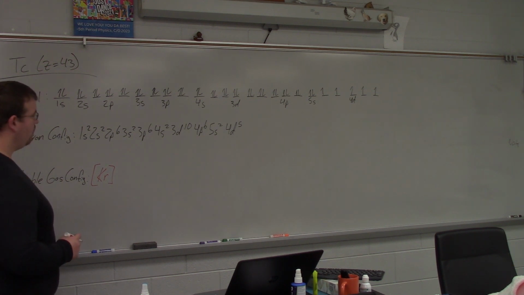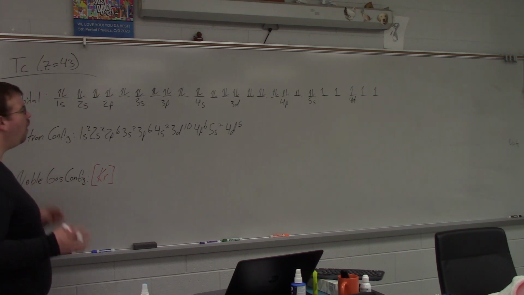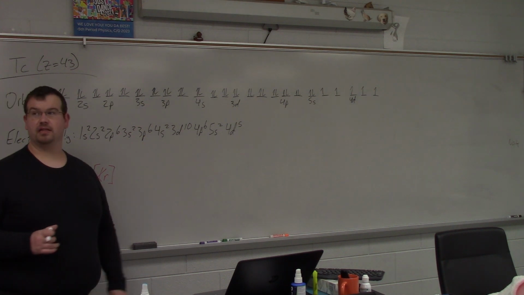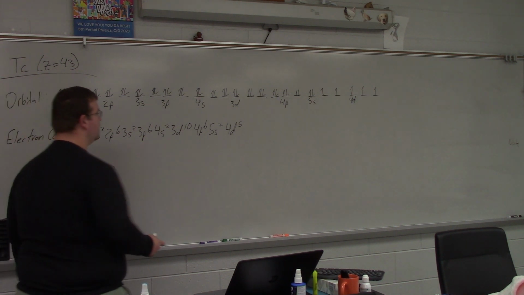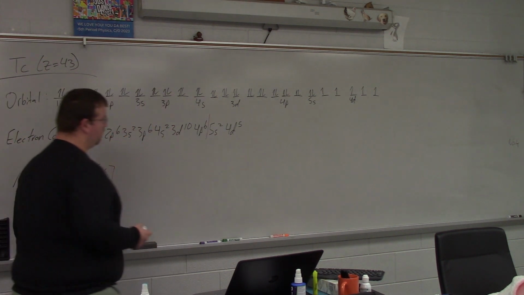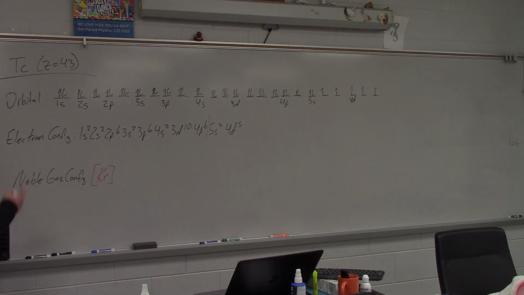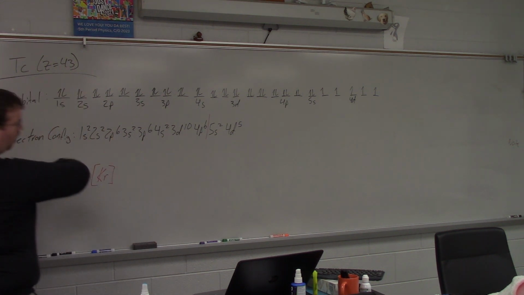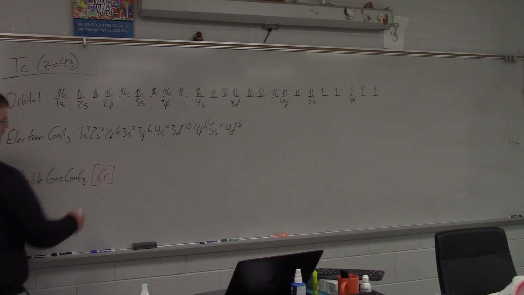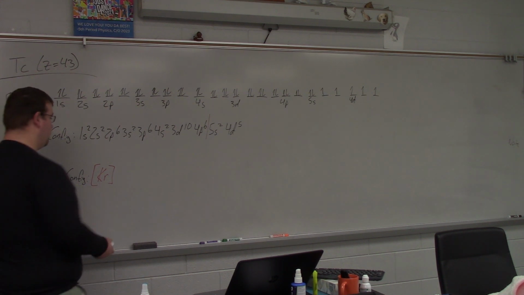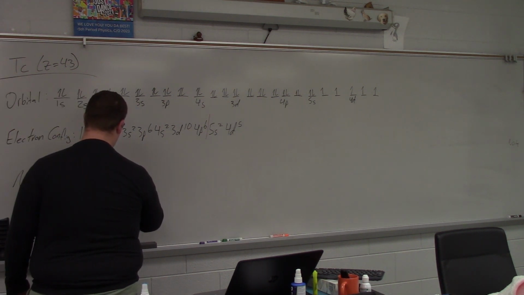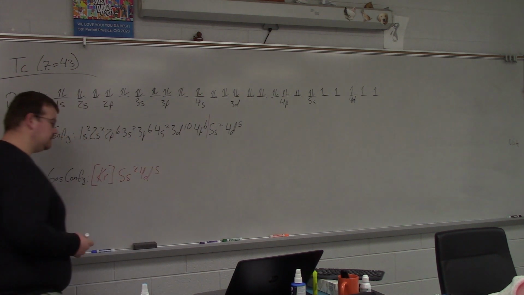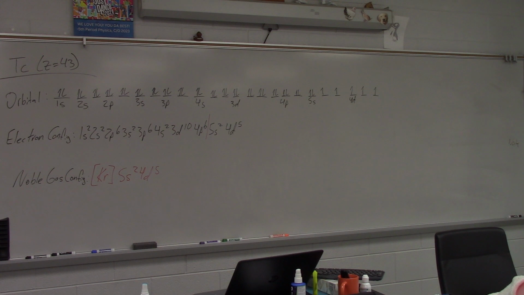So now, that substitutes all the way in for the last thing we hit. So it subs all the way to here. So from 1s2 to 4p6 is all substituted in by krypton. Now, I start the 5th row, so 5s2, 4d5. Any questions?